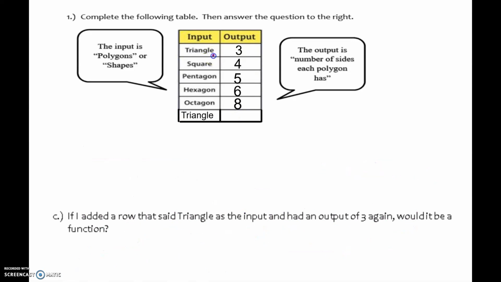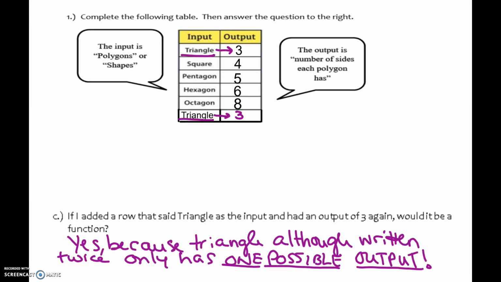But what if we had triangle as we started with an output of 3, and then we added a row with triangle again, but this time the output was 3 again? Would this be a function? Pause, write down your answer, and see how you do. Yes, this would be a function. Even though triangle is written twice, it's being sent to 3 both times. So it still only has 1 possible output.